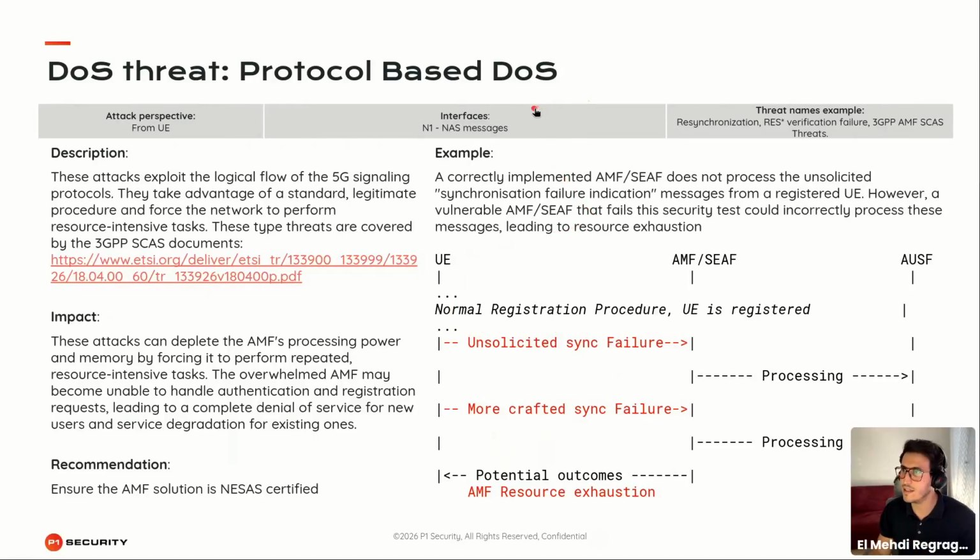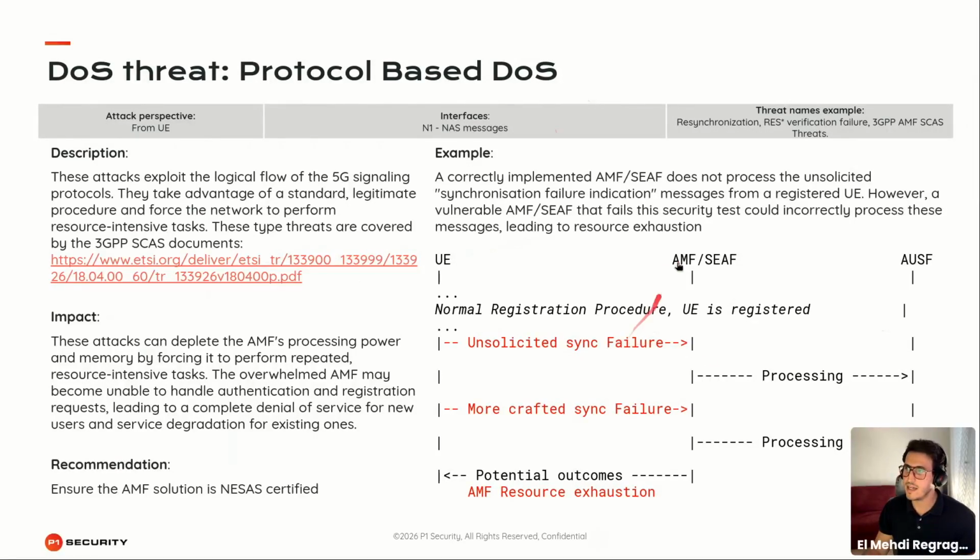Protocol-based denial of service: this is a scenario coming directly from the 3GPP SCAS document, where the UE, after a normal registration procedure, so we are registered to the network, is going to try to send synchronization failure toward the AMF and the AUSF. Already here the AMF needs to have a proper implementation to see that this user is already authenticated, and cannot send me an authentication failure related to synchronization. Therefore, this should be stopped.